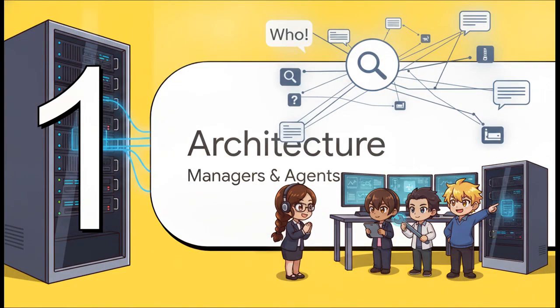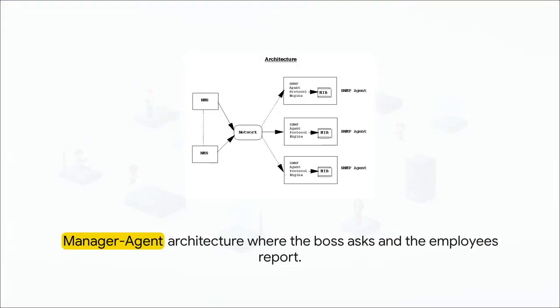All right, moving into Section 1, Architecture. Specifically, managers and agents. To really understand SNMP, we first need to look at the core relationship that makes the entire protocol function. This relationship relies on a very strict manager-agent model. It's kind of like a classic boss and employee dynamic. On one side, we have the Network Management System, or NMS. This is the boss. It runs the monitoring software, provides the dashboards, and handles the alerts. And on the other side, the agents. These are the local software processes, basically the employees, living right inside your routers, your switches, and your servers. The boss asks for reports, and the employees provide the data.